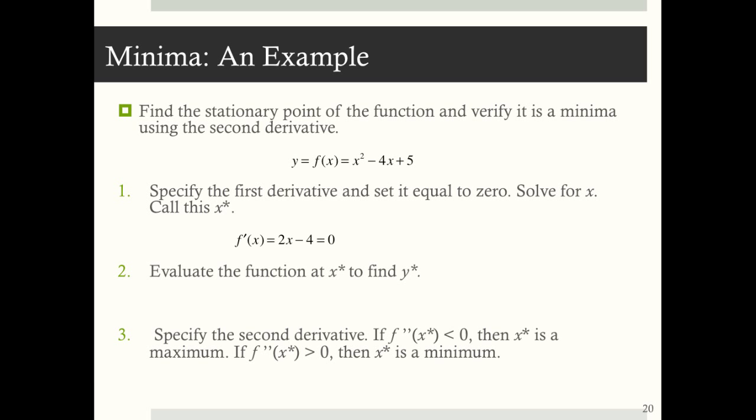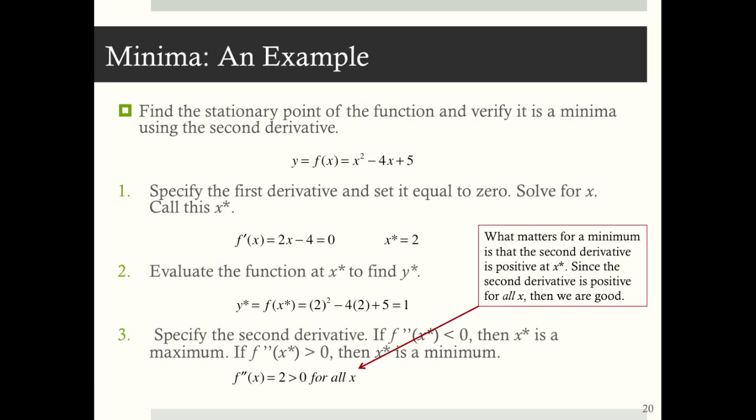Then I'm going to set it equal to 0, and I solve for x. I get x star equals 2. I'm going to evaluate f of x at 2, which yields y star equal to 1. And then I'm going to take the second derivative, which is just the derivative of the first derivative, and I get that f double prime is equal to 2, which is greater than 0 for all x. So, again, what matters for a minimum is that the second derivative is positive at x star. Since the second derivative is positive for all x, then we're good. This is indeed a minimum.